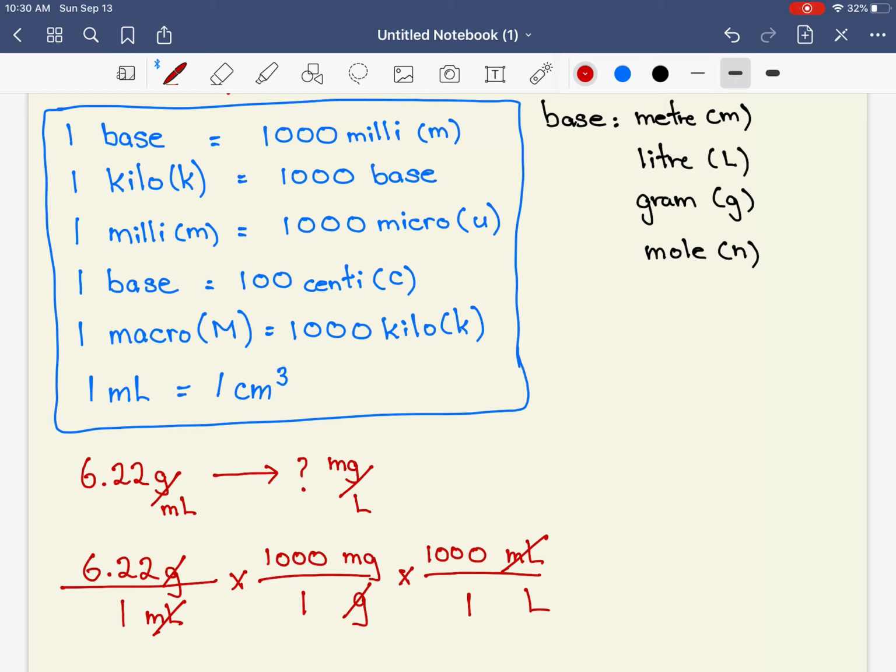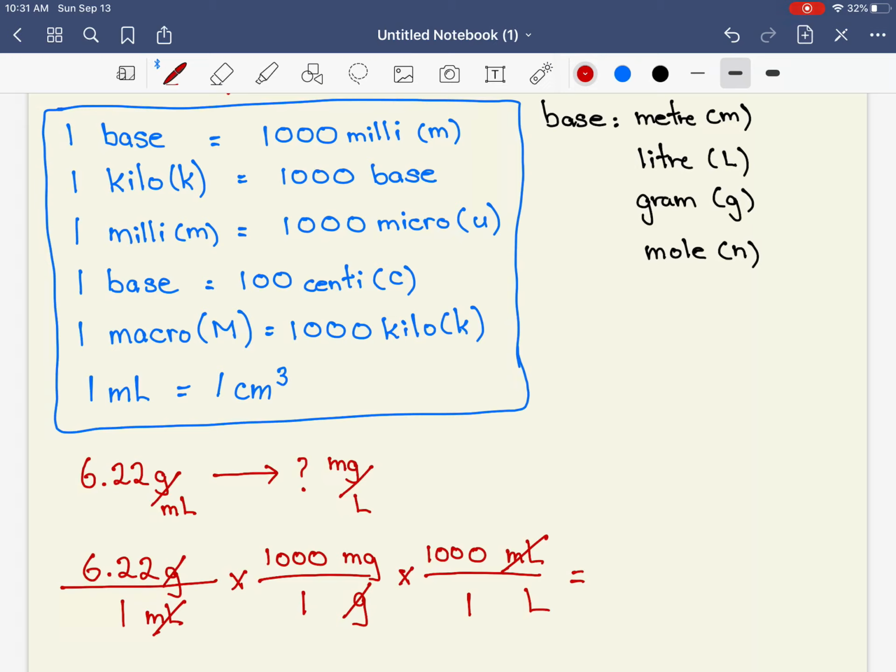Oh, check this out right here. Check out the units. If you look at the numerator, this is all numerator. The only unit that you see is milligrams. That's exactly what I want. If you look at the denominator, the only unit you see that's left is liter. Oh, that's also exactly what I want. Okay, so there you go. You are done.